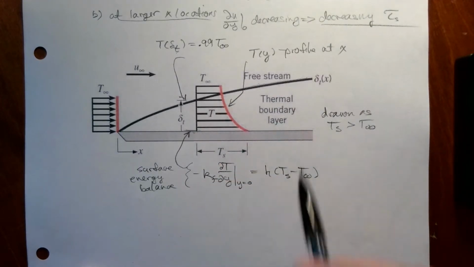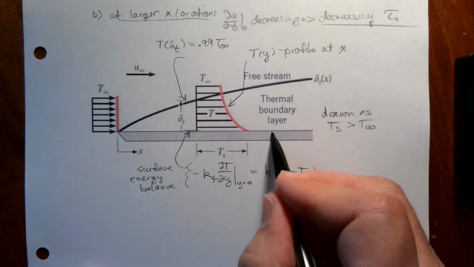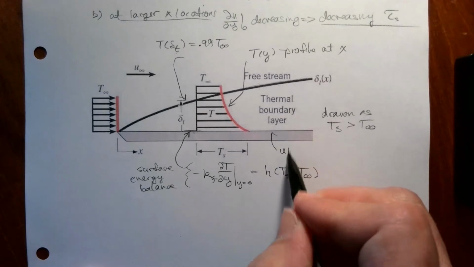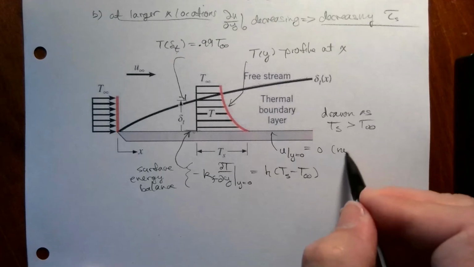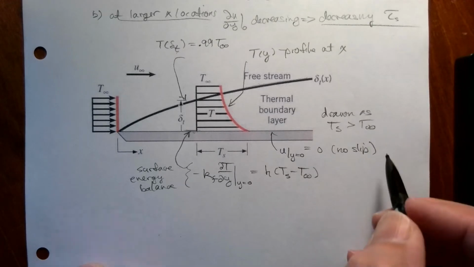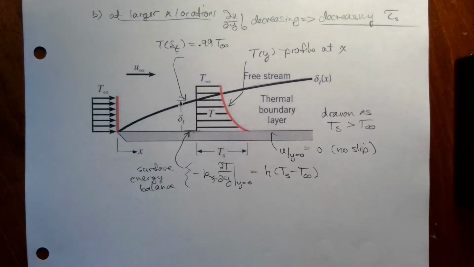Right, the bottom layer of liquid is static. No slip boundary condition. So let's put also right there, U at y equal to 0 is equal to 0. No slip. That would be one of the boundary conditions imposed when you're solving the Navier-Stokes equations for the velocity field above.